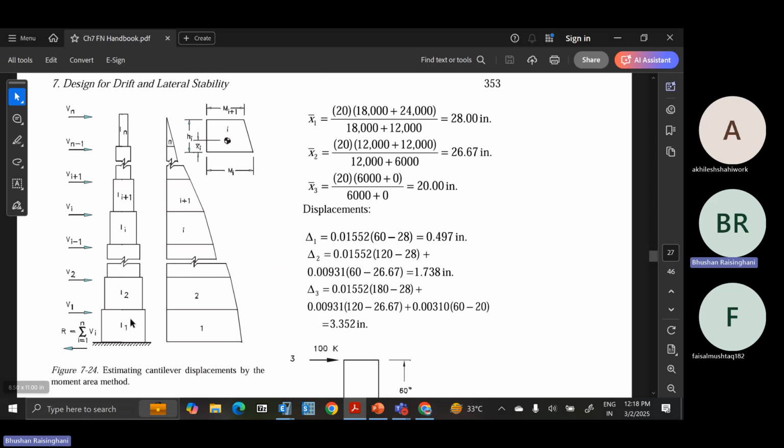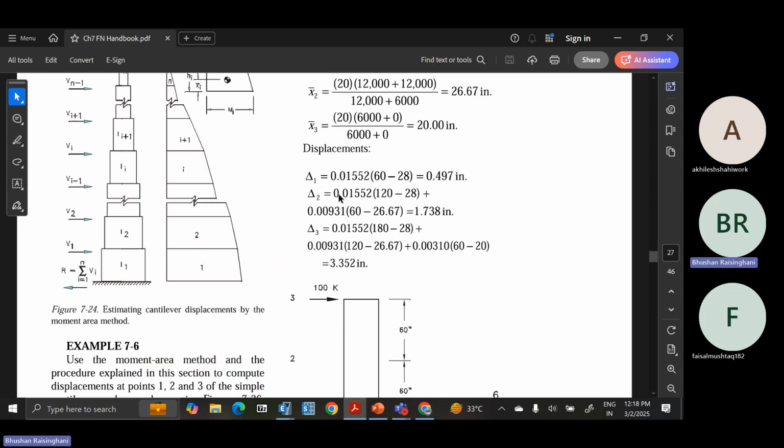So this is I1, I2 up to In, and this is your floors 1, 2, 3 up to the number of floors. You will get a centroid this way. A distribution is there. Now you will get the displacement using x1 bar, x2 bar, x3 bar, all those things are there. So you will get delta 1, delta 2, delta 3.